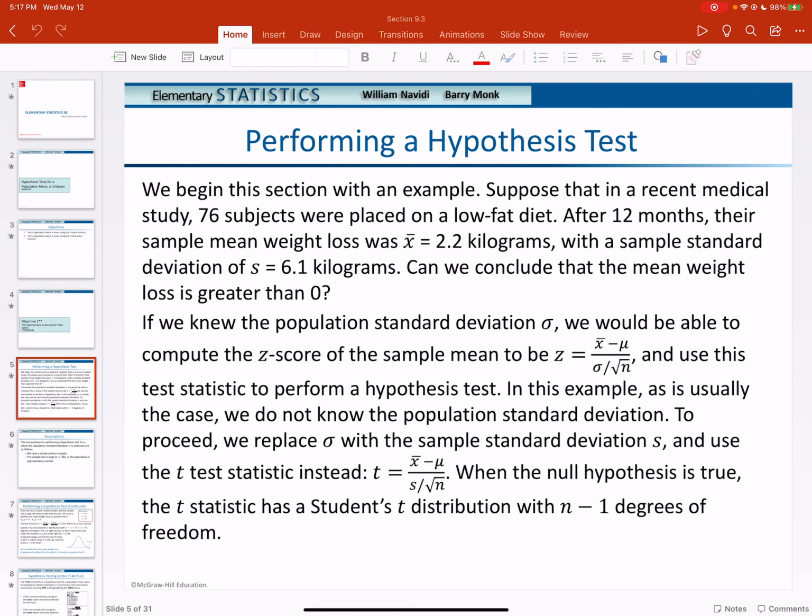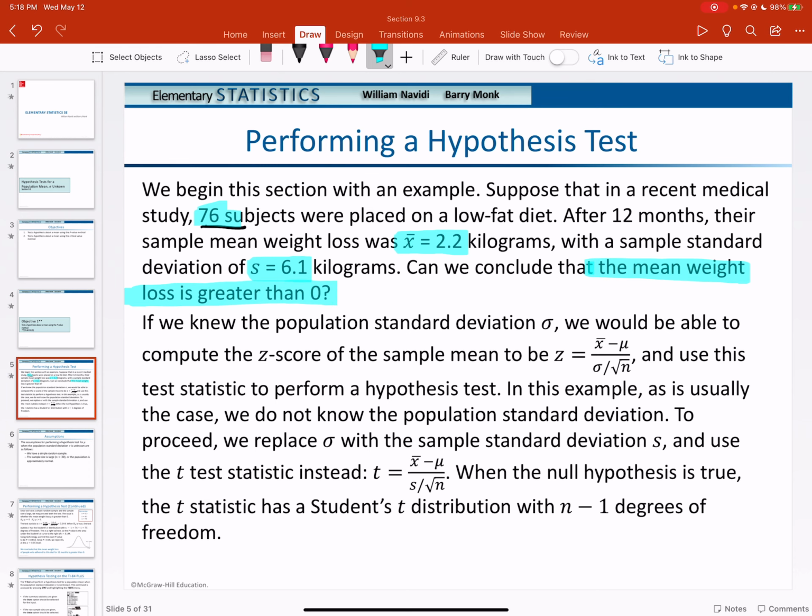Okay, so let's go ahead and start with an example. We have here that in a recent medical study, 76 subjects were placed on a low-fat diet. So 76, that's important. After 12 months, the sample mean weight loss was x̄ = 2.2 with a sample standard deviation of s = 6.1 kilograms. Can we conclude that the mean weight loss is greater than 0? So that's telling us the alternative hypothesis here.